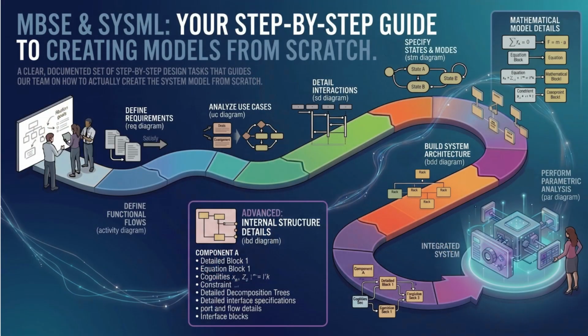That is exactly where our second pillar, a modeling method, comes into play. If the language is our rule book, the method is our roadmap. It's a clear, documented set of step-by-step design tasks that guides our team on how to actually create the system model from scratch. More importantly, having this roadmap makes sure that every single person on the team is building things consistently and heading toward the exact same finish line.